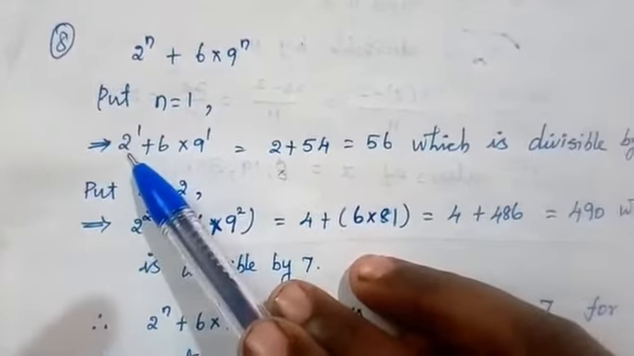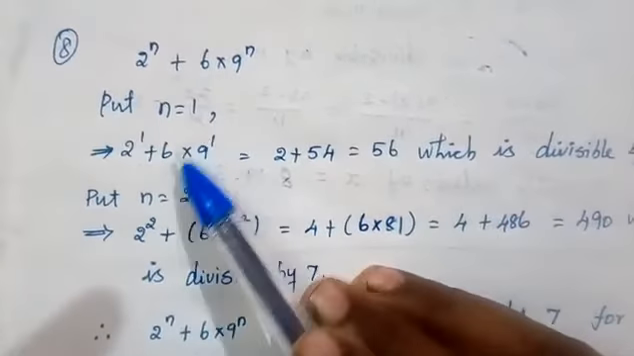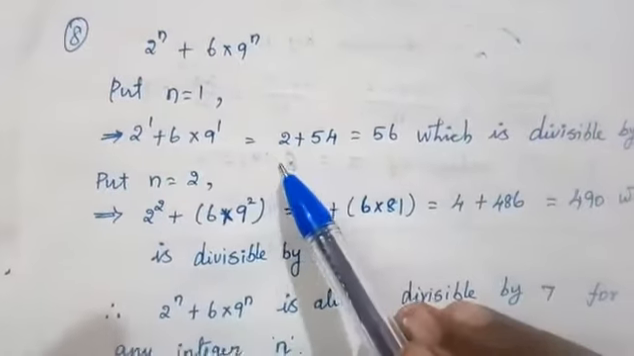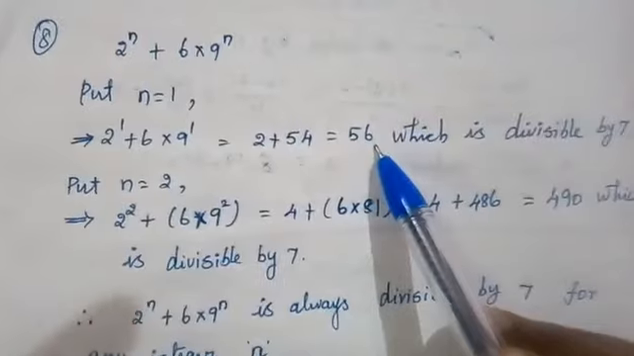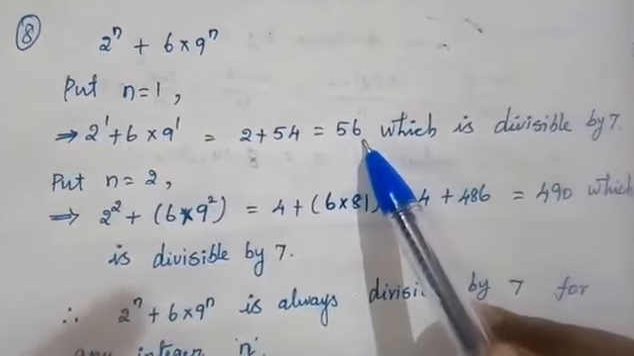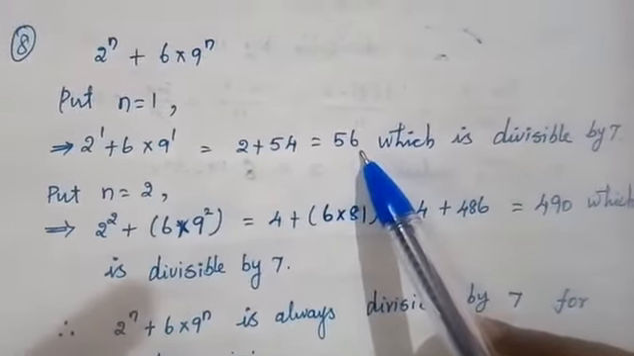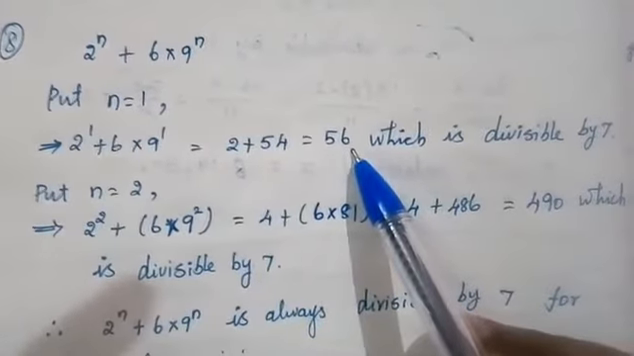2 power 1 means 2. 9 power 1 means 9. So 9 sixes are 54. So 2 plus 54 is 56. Is 56 divisible by 7? Yes, it is divisible by 7.